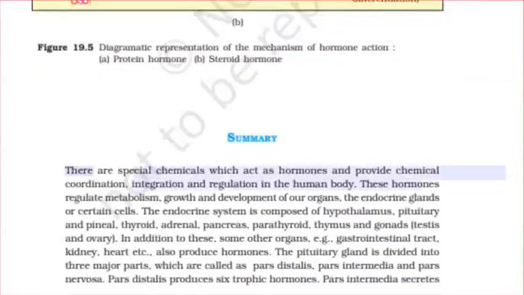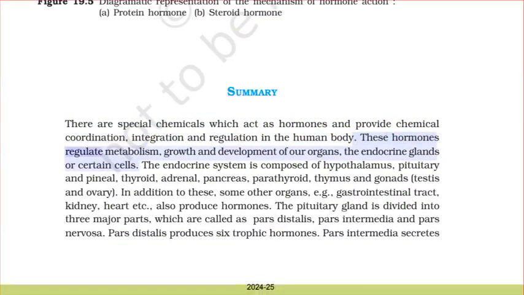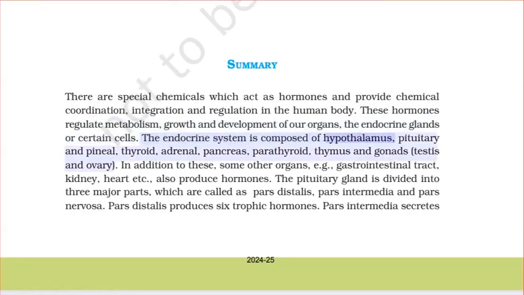Summary. There are special chemicals which act as hormones and provide chemical coordination, integration, and regulation in the human body. These hormones regulate metabolism, growth, and development of our organs, the endocrine glands, or certain cells. The endocrine system is composed of hypothalamus, pituitary and pineal, thyroid, adrenal, pancreas, parathyroid, thymus and gonads, testis and ovary.